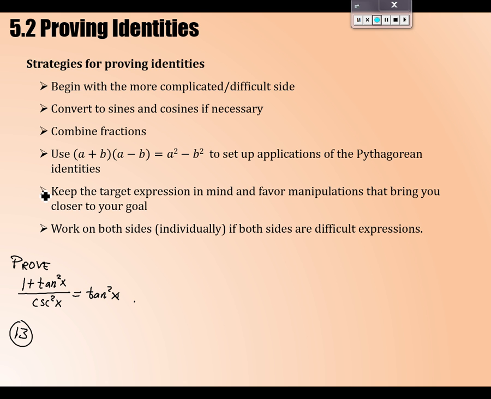And if absolutely necessary, then we might work on both sides as well. And I'll say what I mean by that in a minute. I don't mean what you think I mean. Okay. All right, so again, these will all be made clear as we do a couple examples. These are my tips for proving identities.